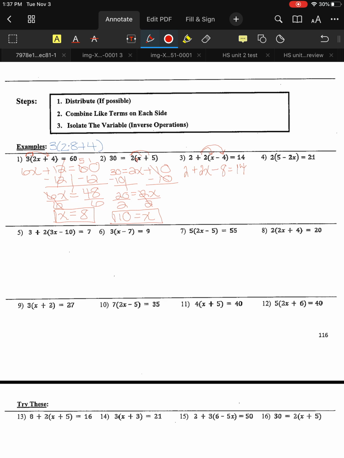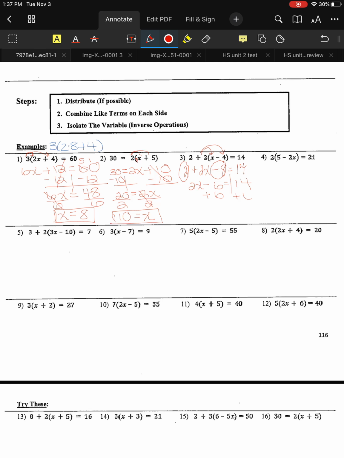Once you distribute, whatever number you used to distribute is now gone. Don't drop it down again. Combine like terms because I have a constant, and they're on the same side of the equal sign. That allows me just to circle them and combine them together. I don't have to use opposite operations because they're on the same side. 2 take away 8 is a negative 6, so I now have 2x minus 6 equals 14.